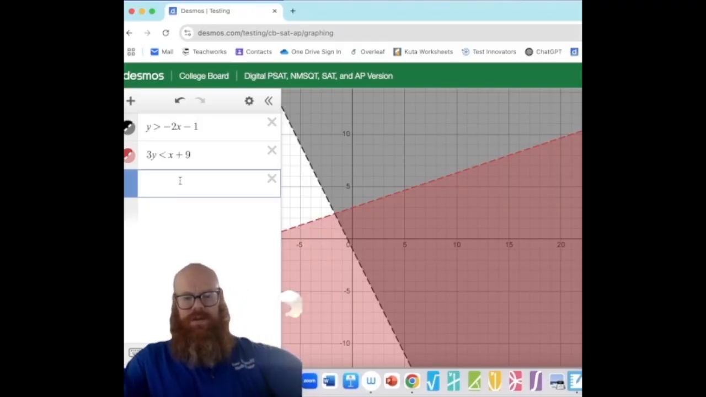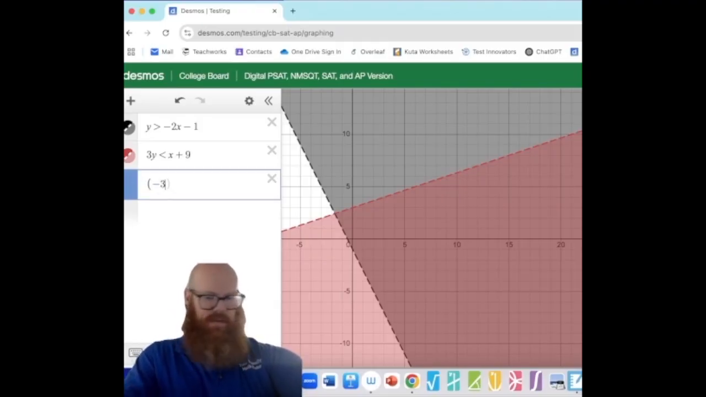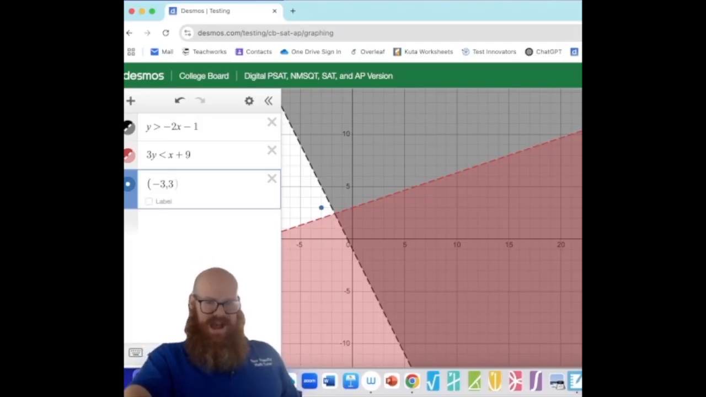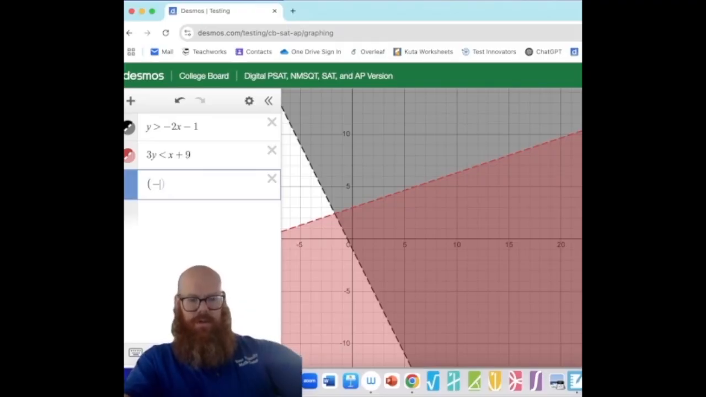So I'm just going to plug in the answer. Answer choice A is negative 3, 3. And you can see that that's wrong because the point is not in the double shaded region. Then I'm going to do negative 2, 1. And that is wrong because that's only in one shaded region.